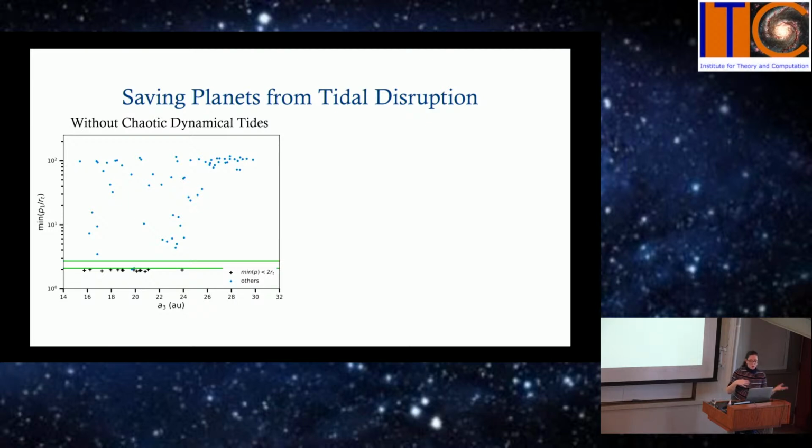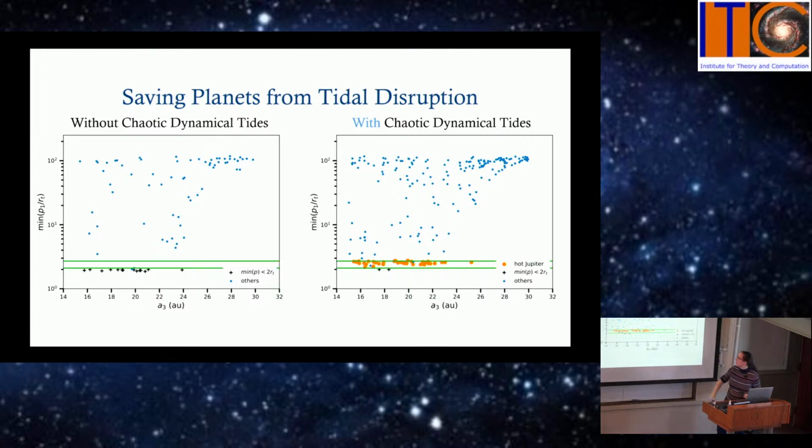And then this is just another look at a broader population. This is the outcome of a simulation without chaotic dynamical tides. So you have a lot of planets that are disrupted. The cross is below the bottommost green line. But when you include dynamical tides, then you have a lot of planets that perhaps safely form hot Jupiters if you use this more generous look at where the tidal disruption cutoff should be, although you still have trouble with the more conservative values for tidal disruption.